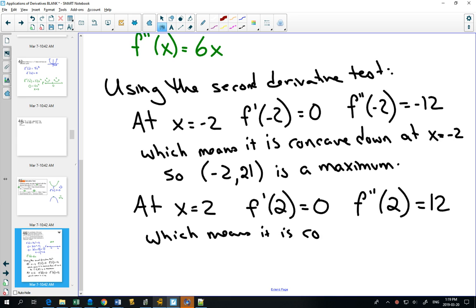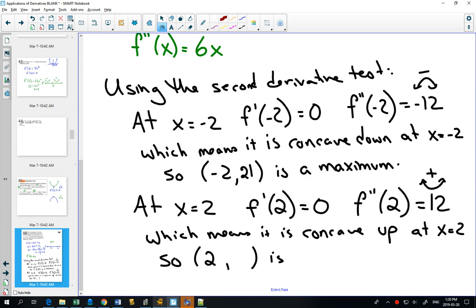it is concave up. And sometimes I even like to draw these faces above the number, because if you draw concave up like that, then you can easily see that it is a minimum, because it would have to be this point right there. If it's concave up, it has to be a minimum.